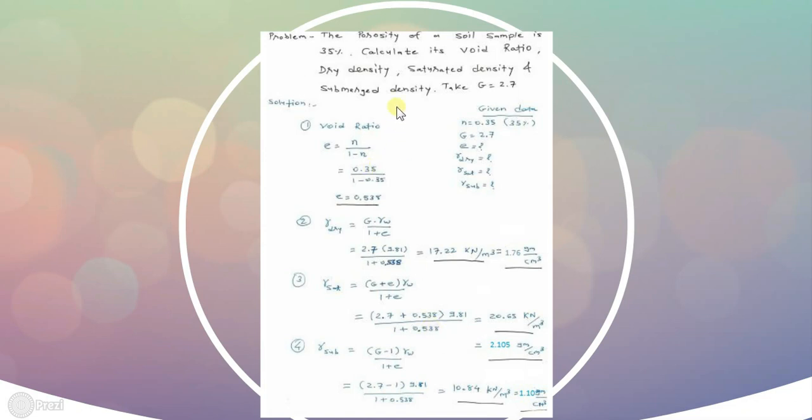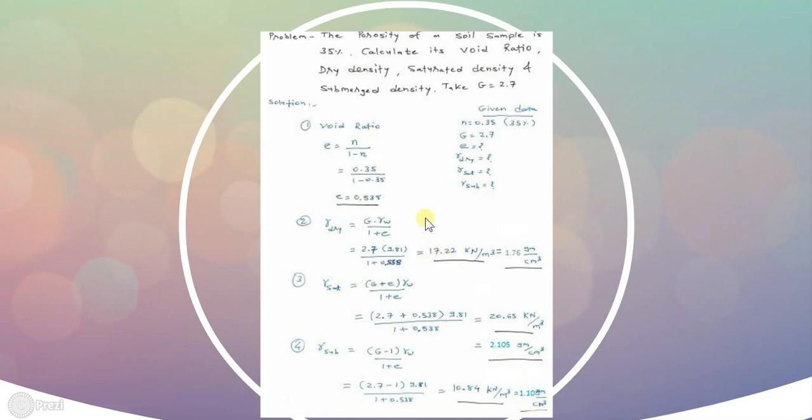Quantity number 4, submerged density. So I'll use gamma submerged is equal to G minus 1 into gamma W upon 1 plus E. Here G, E and gamma W are all given. So gamma submerged comes as 10.84 kilonewton per meter cube. If I want to convert it into density, it is 1.10 gram per centimeter cube.